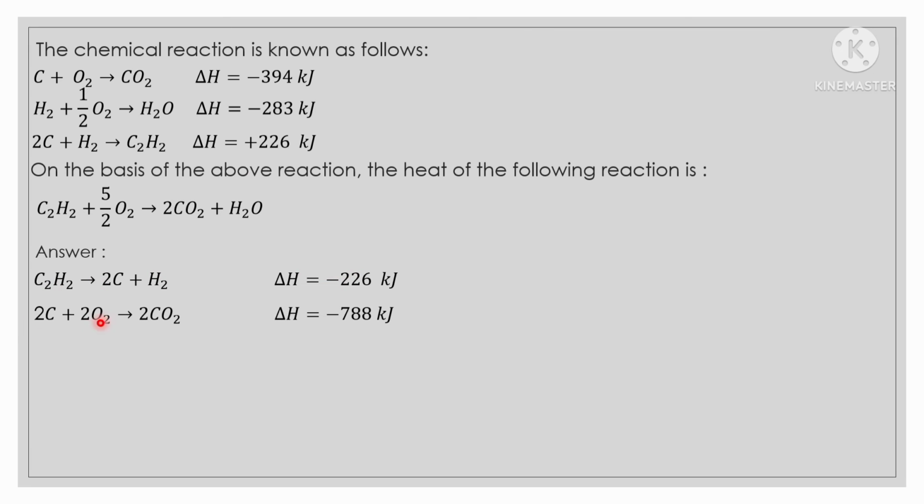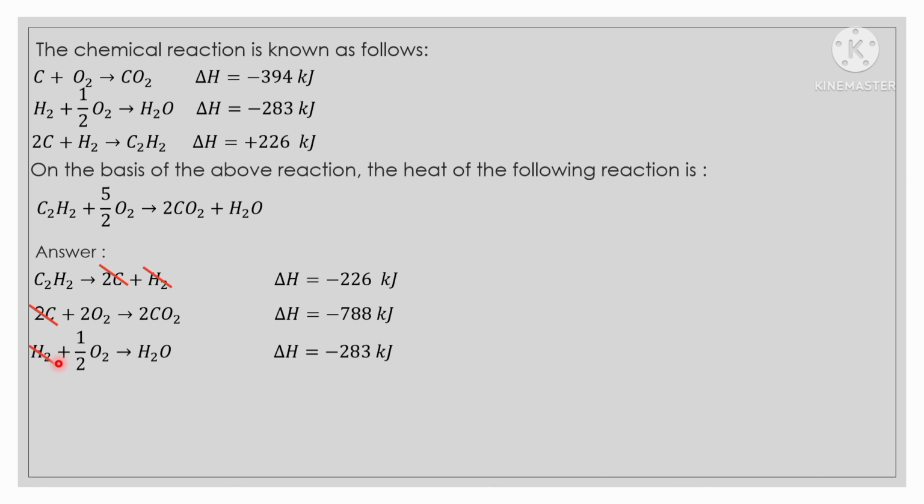The second thing we have to do is multiply the first reaction by 2, and this is the result. And the last thing we have to do is put the second reaction like this. Currently there are several similarities between these three reactions, so we will cross out the same substances. This is the same as this, and this is the same as this.